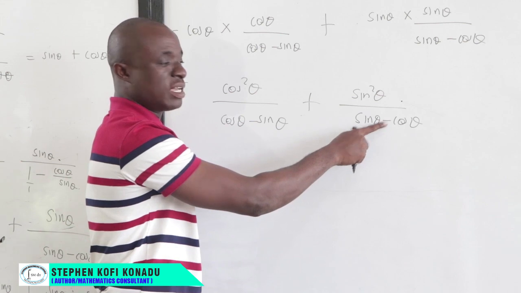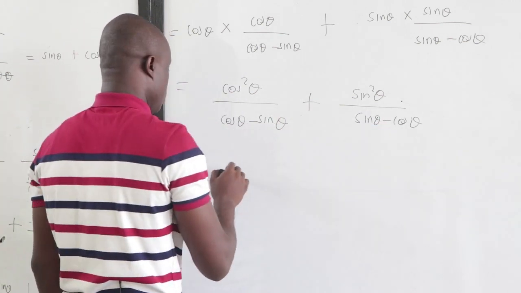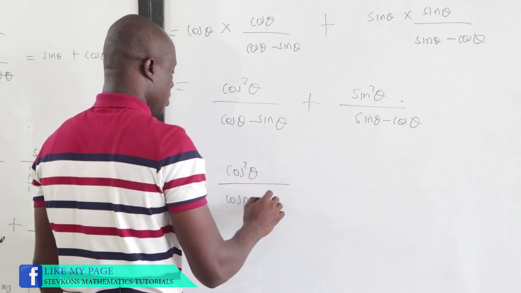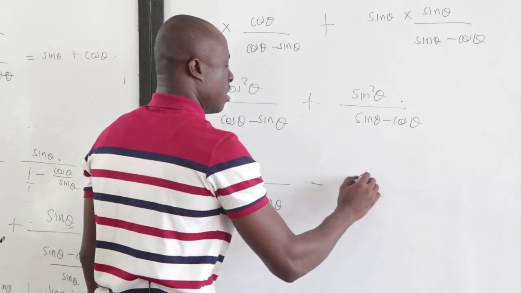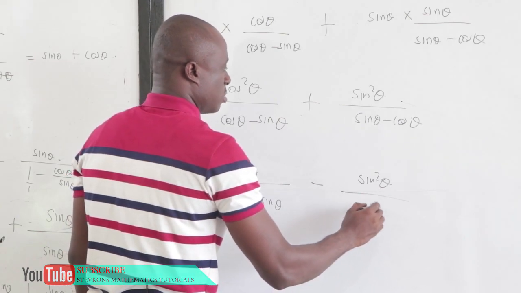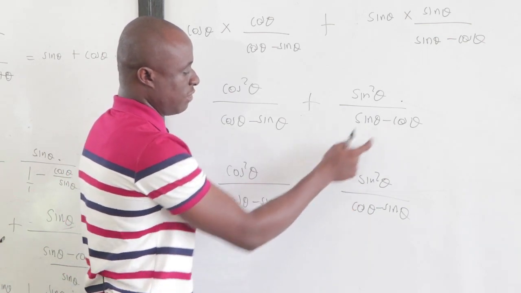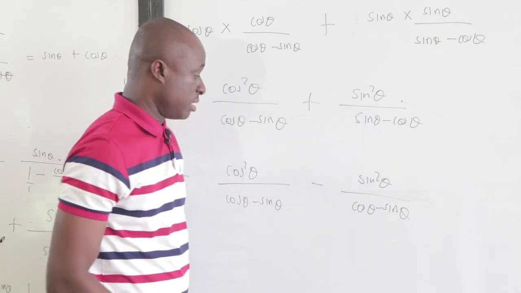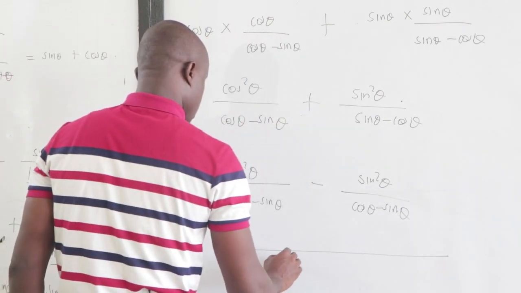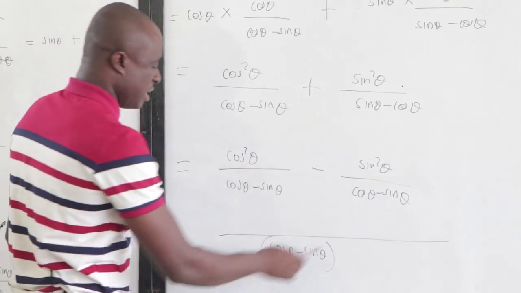We can factorize the negative out here so that the denominator will be the same thing. So we have cos squared theta all over cos theta minus sine theta, minus sine squared theta, so the denominator will change to cos theta minus sine theta. Negative times negative is positive. So here the denominators are the same. So let me find the LCM, which is cos theta minus sine theta. That is the LCM.